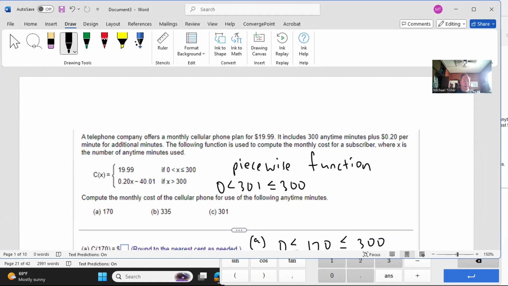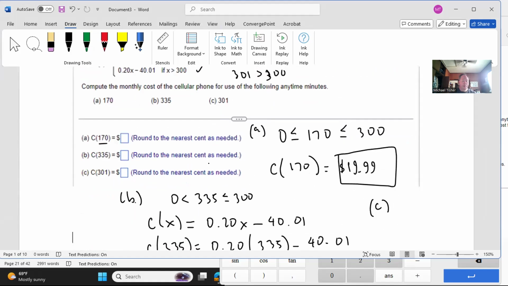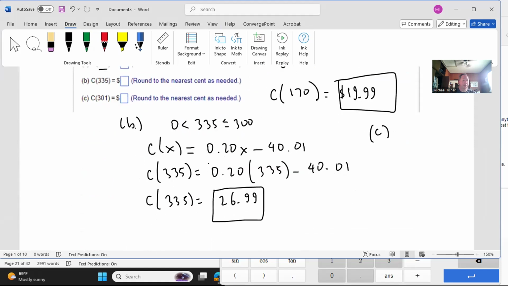We can use the second one if x is greater than 300. Let's confirm this. In this case, x is 301. So 301 greater than 300, is that true? Yes, that's true. So we'll use the second one again, like we did for the B part. Now in Desmos, we've already entered the function, so it's just a matter of changing the x.